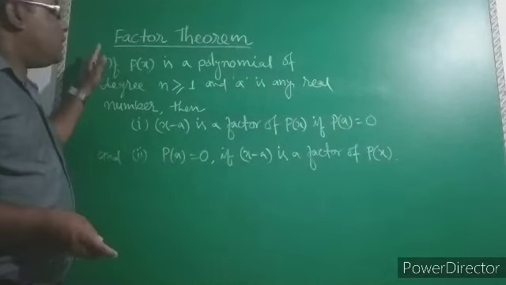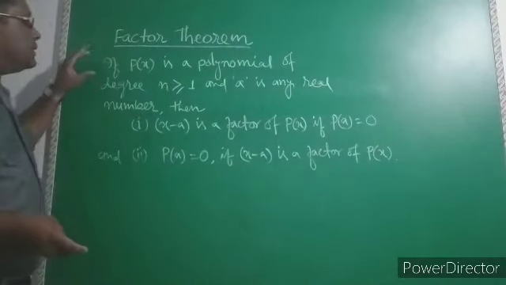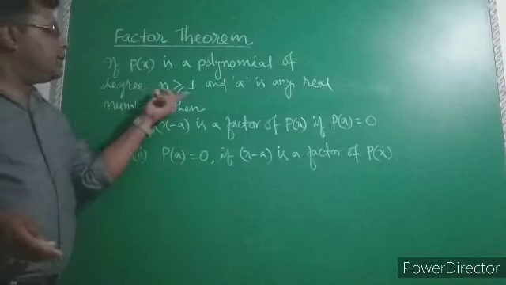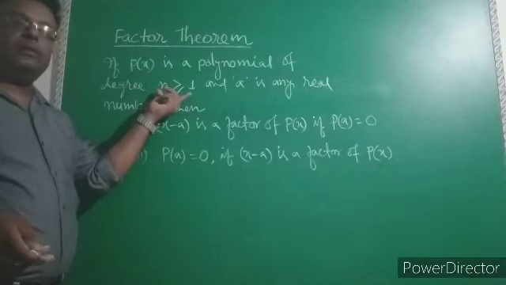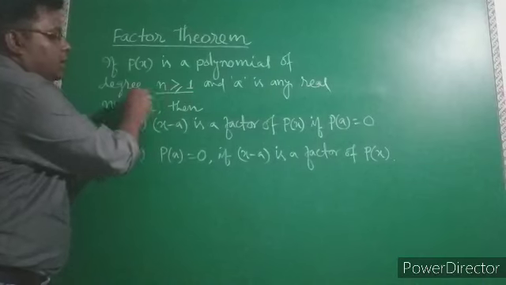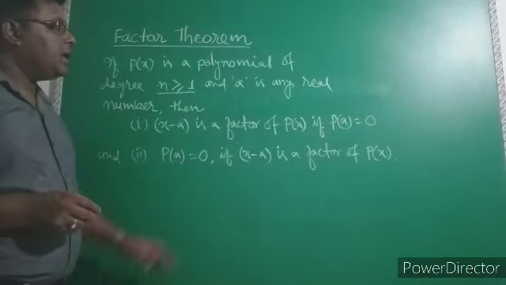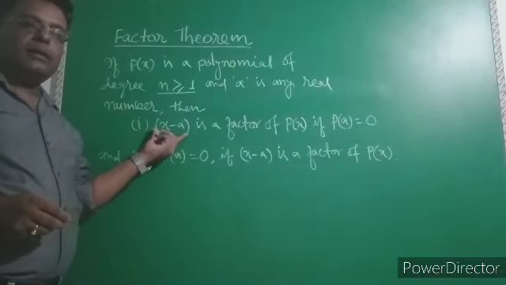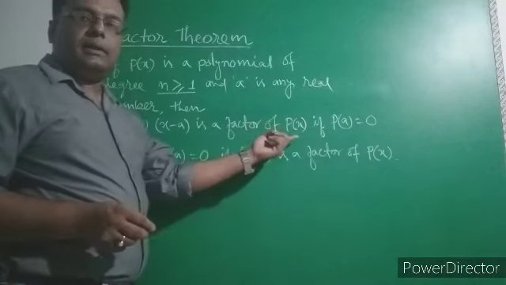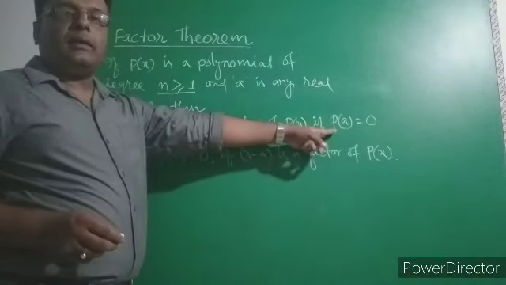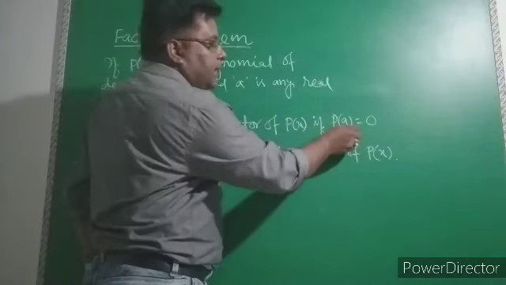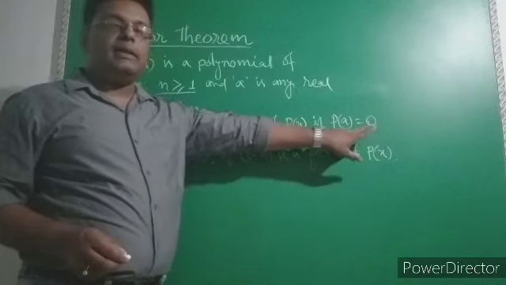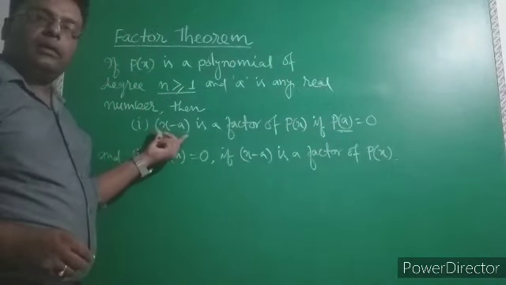So this is the factor theorem. Read it carefully. If p(x) is a polynomial of degree n greater than or equal to 1, that is, the degree of the polynomial is either 1 or greater than 1, and a is any real number, then x minus a is a factor of p(x) if p(a) equals 0. By the remainder theorem, p(a) is the remainder. So if the remainder is 0, then x minus a is a factor of p(x).